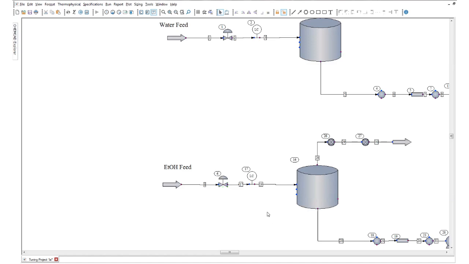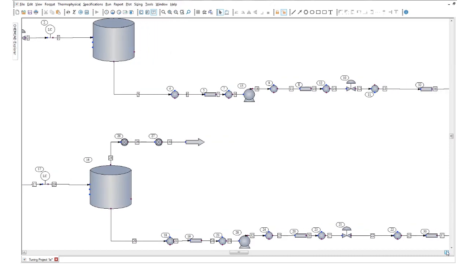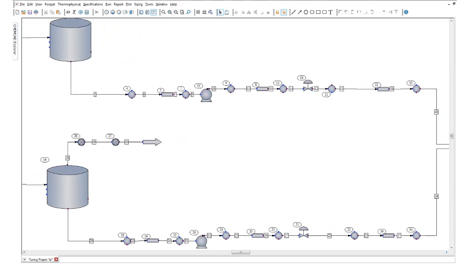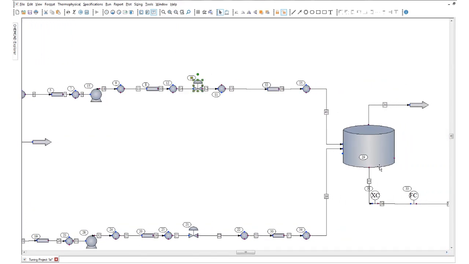Now we're going to do two other controllers that we're going to tune. I have two other valves in my process. I have a water valve that's feeding my mix tank, and I have an ethanol valve that's feeding my mix tank, where they're being blended together. And so what we're going to do is control the composition of our ethanol in our tank, and we're going to control the total flow leaving my tank.